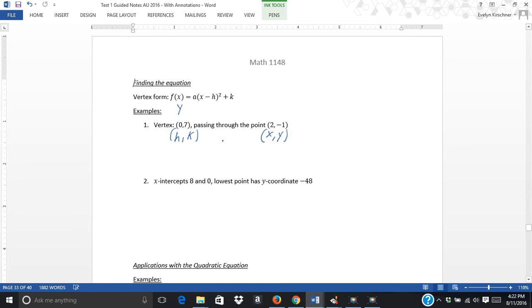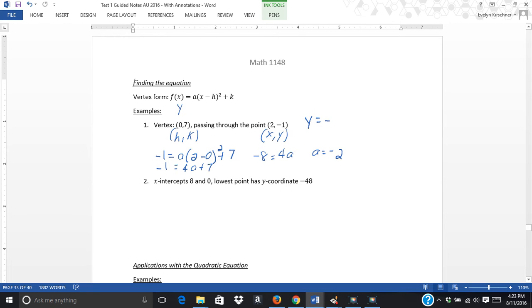So let's try here. I know I have my Y is -1 equals A, I don't know, X is 2 minus my H, which is 0, squared plus my K, which is 7. That gives me -1 is 4a plus 7, because remember, 2 minus 0 is 2, squared is 4. I subtract 7 from both sides, and I get -8 is 4a, so a is -2. So now I have my equation.